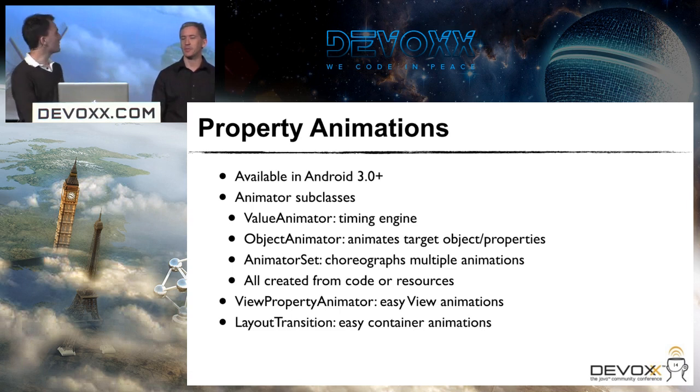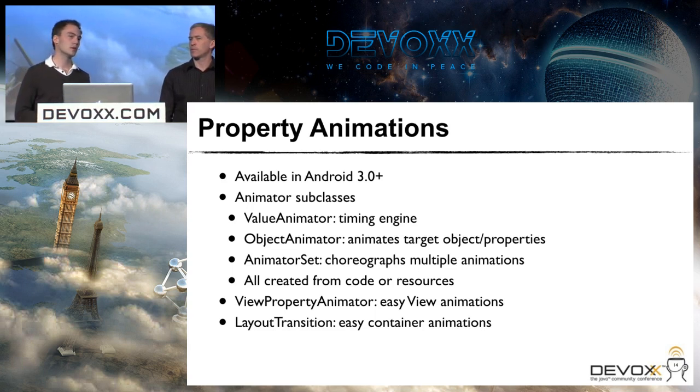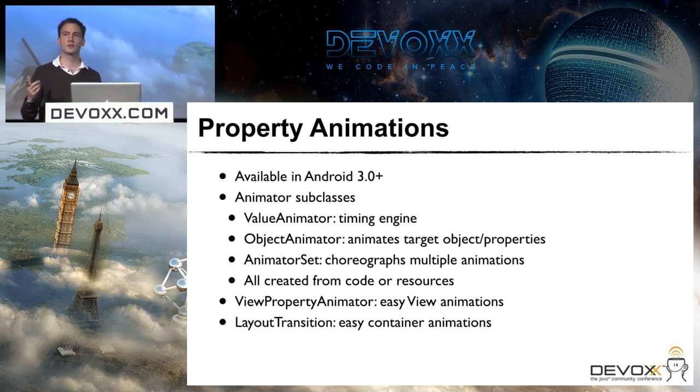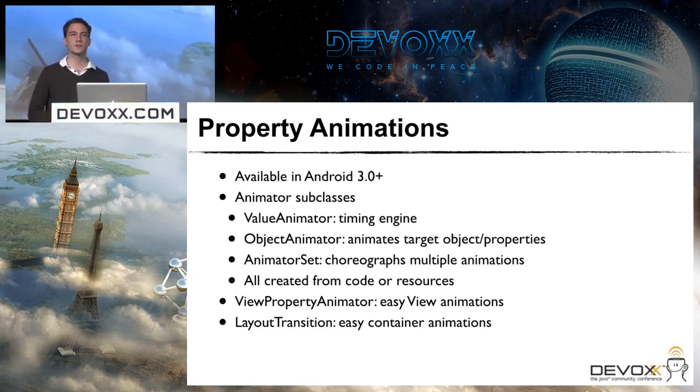So this new property animation framework is available as of Honeycomb, so Android 3.0. There are out there a couple of ports of that animation framework to older versions of Android. One of them is called NineOldAndroids by Jake Wharton, and Jake is around here this week. He has a talk, so if you have questions about his port, you can talk to him.